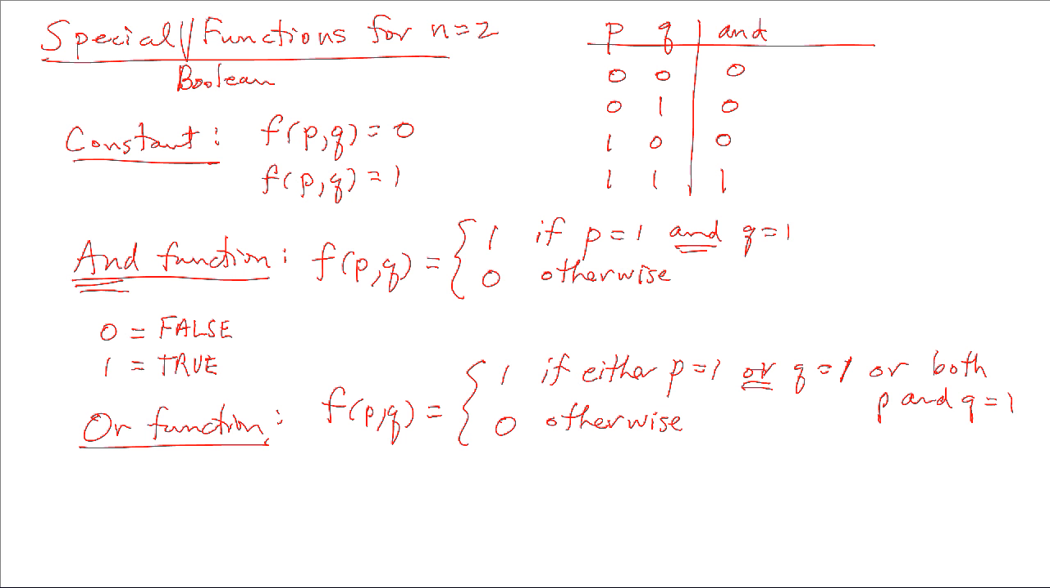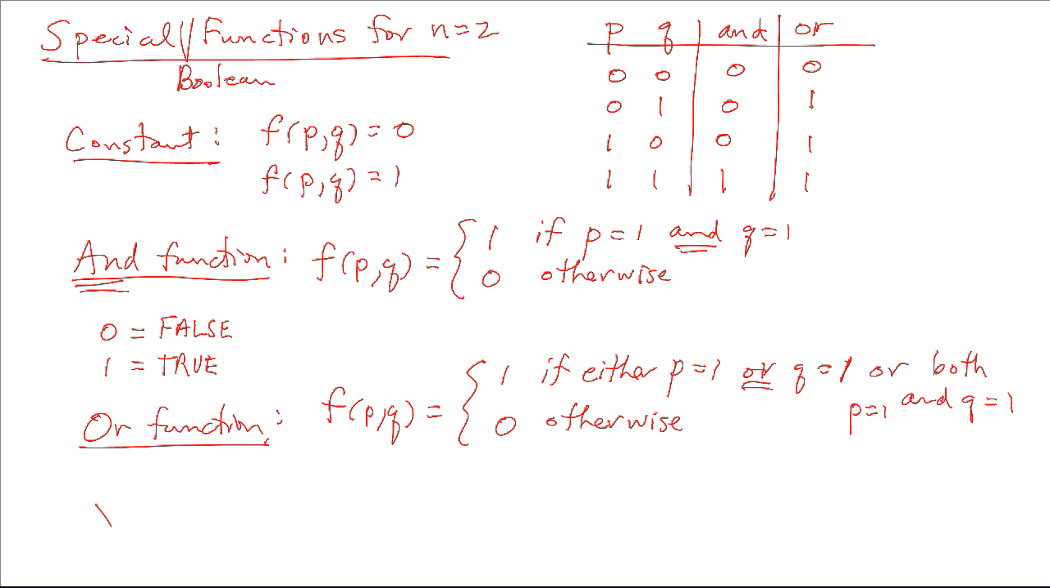P equals 1 and Q equals 1. And in this one, I'm going to have the OR function. And so either one of them being true gives me a true. And if they're both true, I also get a true.